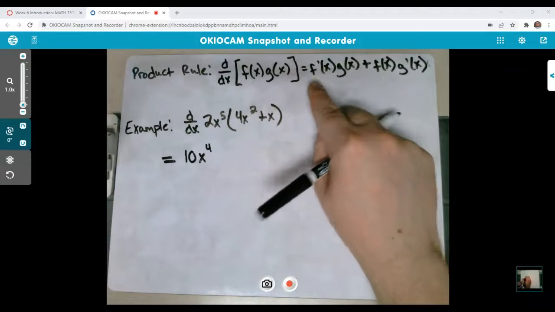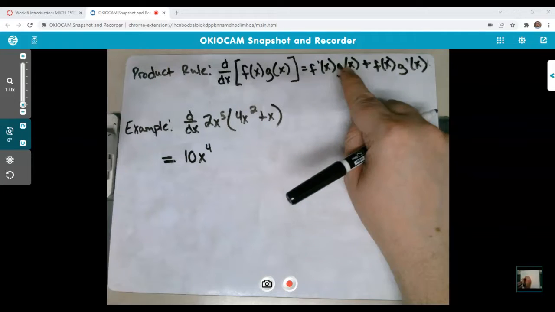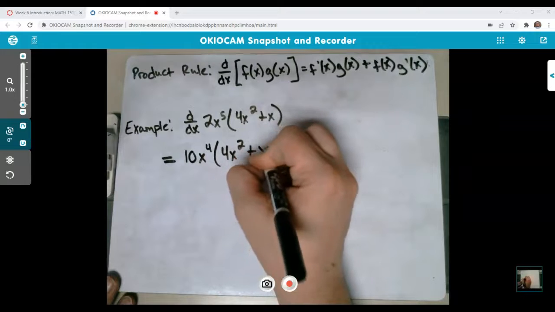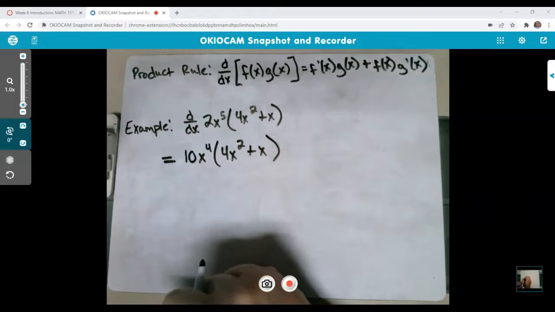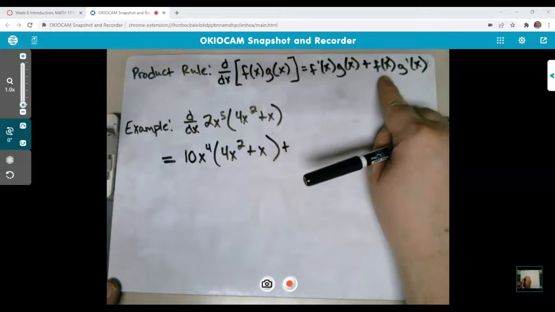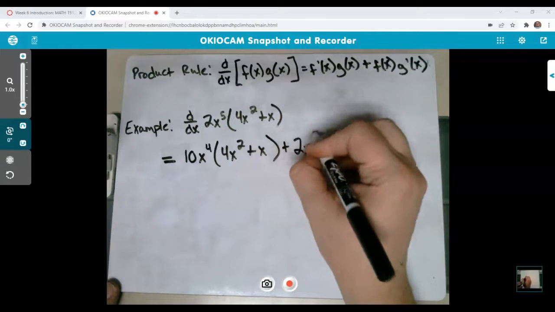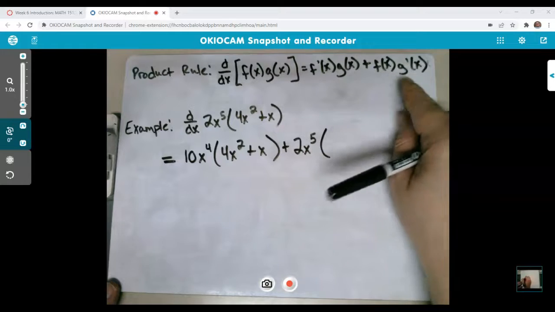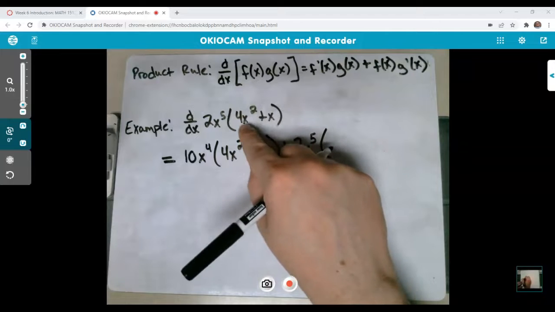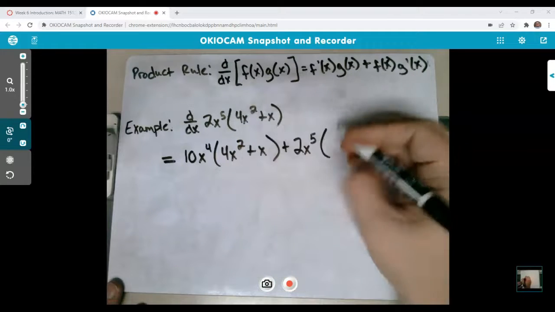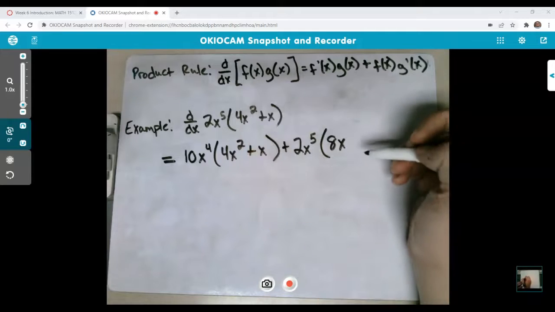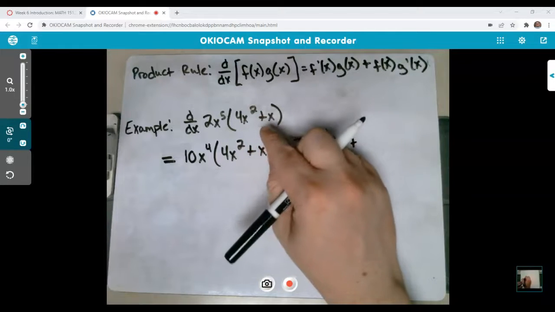So I did the derivative of the first part. Now I'm going to multiply that by leaving the second part alone. Just leave it. Now I'm going to do plus. Now I'm going to leave the first part, which was 2x to the fifth, and I'm going to multiply that by the derivative of the second part. So the derivative of 4x squared plus x, for the 4x squared part, I bring my 2 down, which makes it 8. So 8x to the first, because I go down by a 1. 2 minus 1 is 1. And then plus the derivative of x is 1.